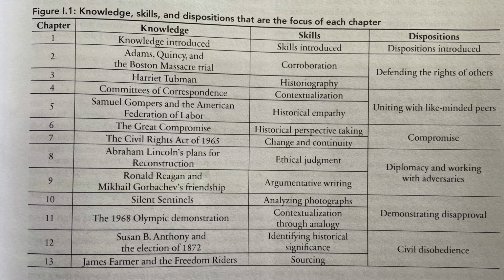Dispositions are the hardest of the 3 to nurture in the classroom, mainly because they are hard to assess, whereas knowledge and skills are easier to assess. There are some ideas provided in this book that could be very useful for social science teachers when it comes to knowledge, skills, and especially dispositions.